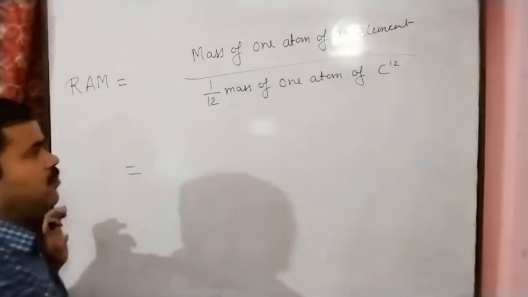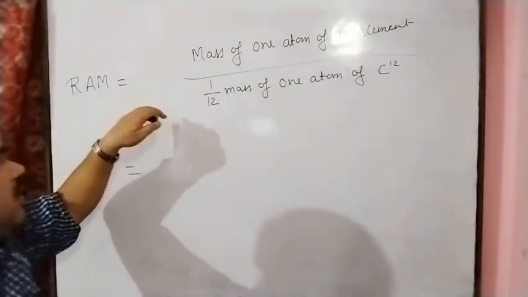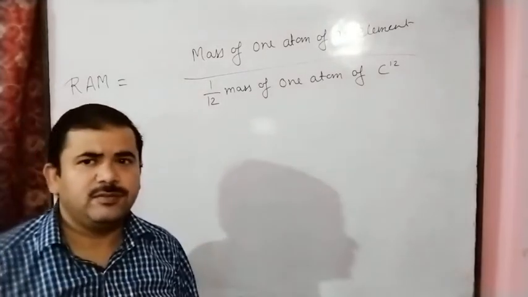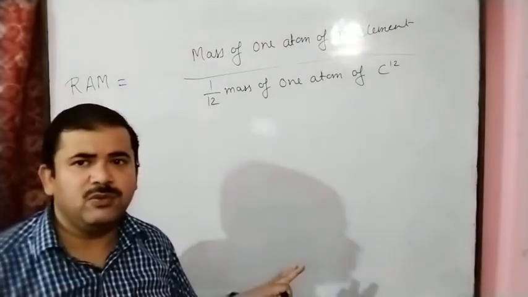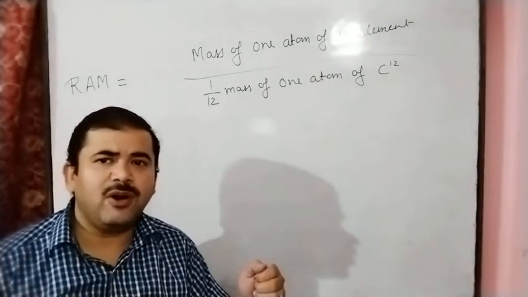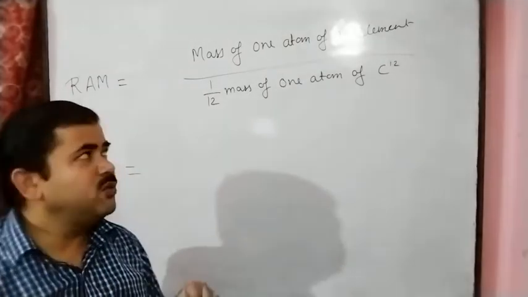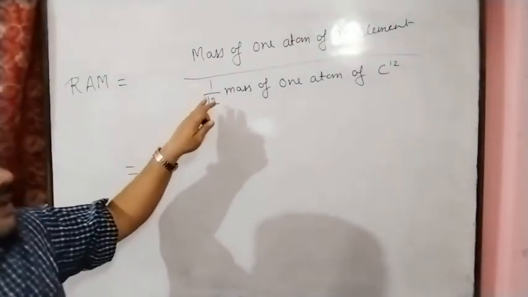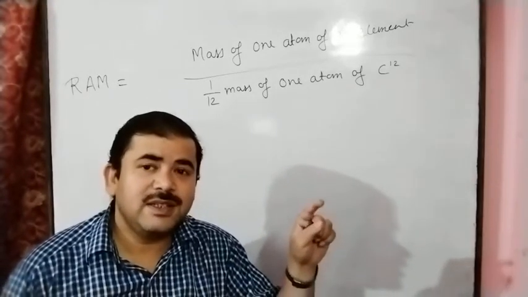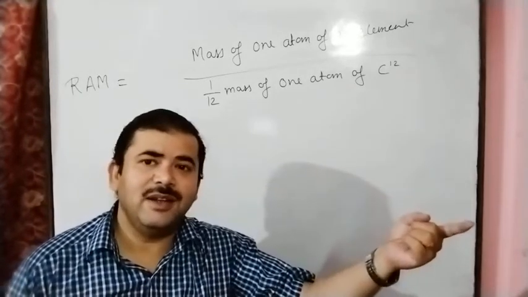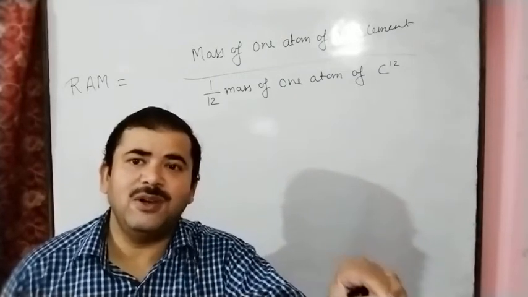So here, for example, we can take one example. If we take oxygen, one atom of oxygen has a mass of 16 AMU. So here we can say that oxygen's mass is 16 times heavier than 1/12th the mass of one atom of carbon 12.